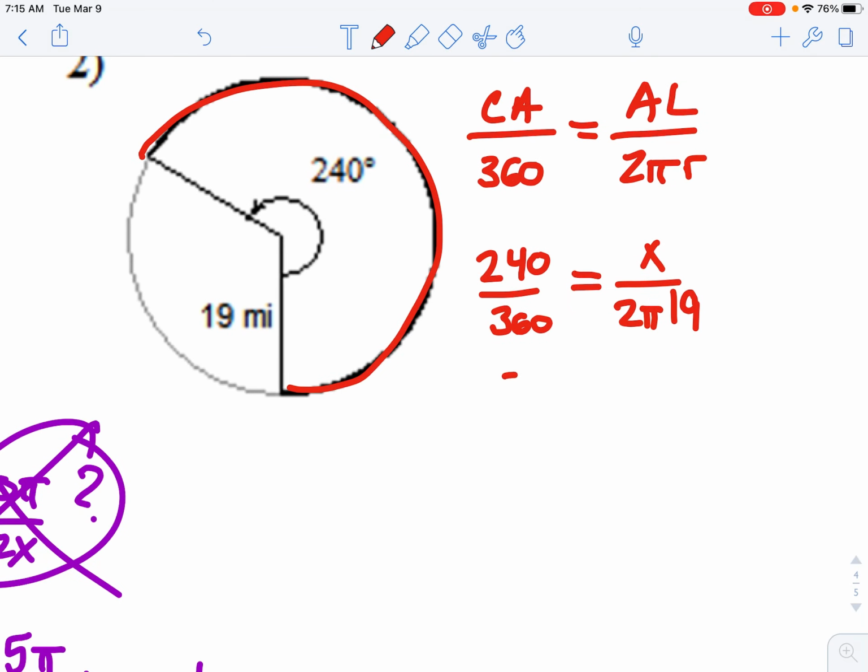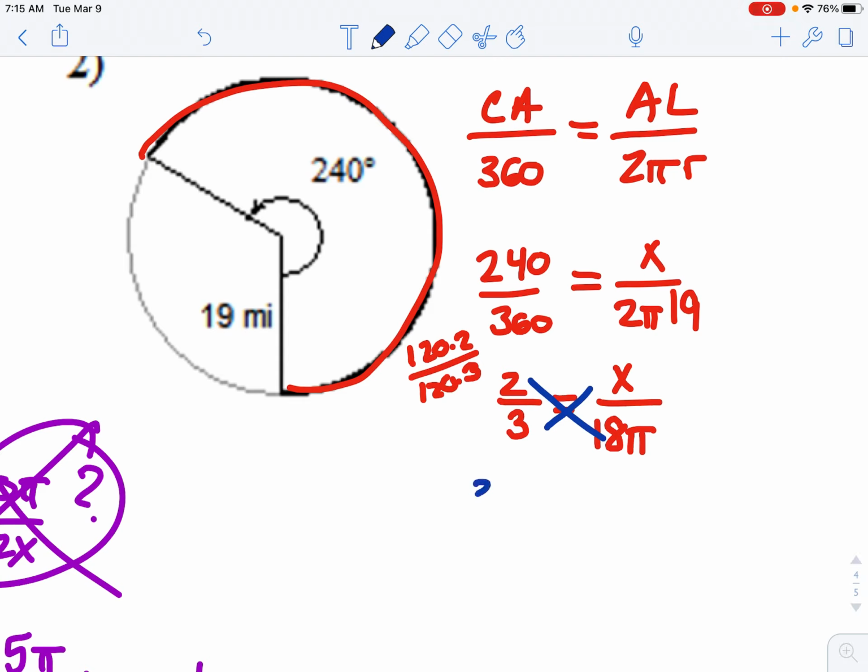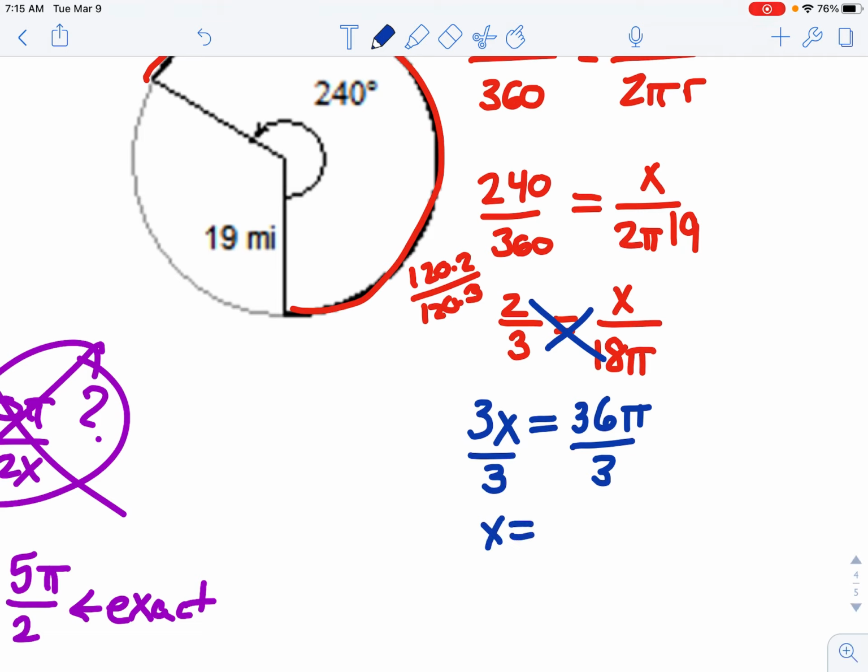All right, 240 over 360, that's actually just 2/3, all right? You can factor out a 120 from both sides. 120 times 2 is 240, 120 times 3 is 360, all right? So now we're just left with 2/3 equals x over 18 pi. Cool beans. Cross multiply. Remember, it's going to be something equals something. There's no darn fractions anymore, even though some students like to write that still. Divide both sides by 3, and x is going to be 12 pi. Exact answer, and that approximately is 37.7.